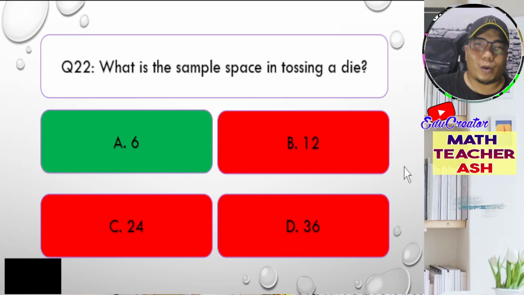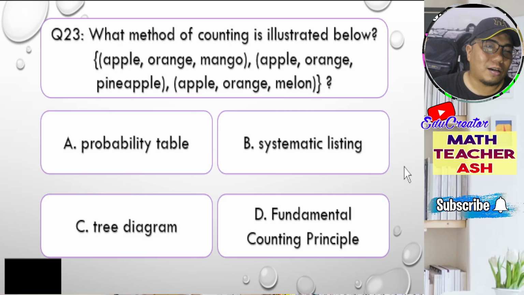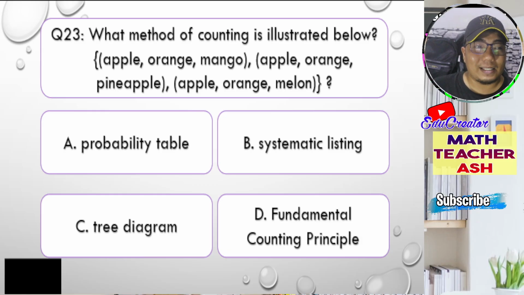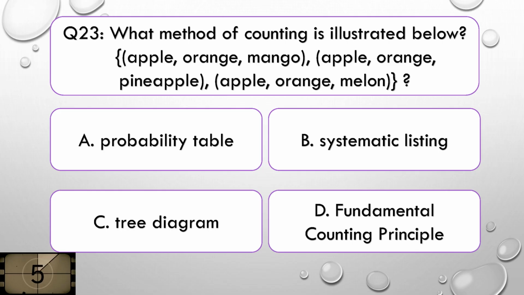Now let's go to question 23. What method of counting is illustrated below? Apple, orange, bingo, apple, orange, pineapple, apple, orange, melon. Is it A, probability table, B, systematic listing, C, tree diagram, or D, fundamental counting principle? I'll give you 5 seconds to think about your answer.